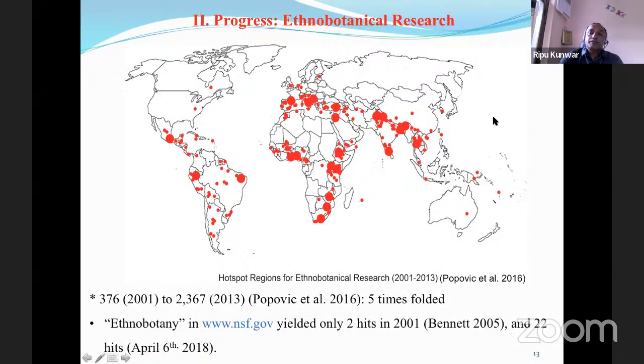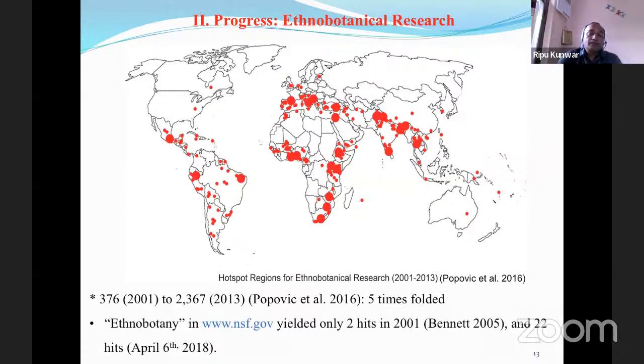This slide gives you some idea about the ethnobotanical research going on over the country. Though the data was published in 2013, it seems interesting that there were 337 publications in 2001, and then there were 2,367 publications in 2003, according to August 2016. So the research in ethnobotany and ethnomedicine has increased multiple fold.